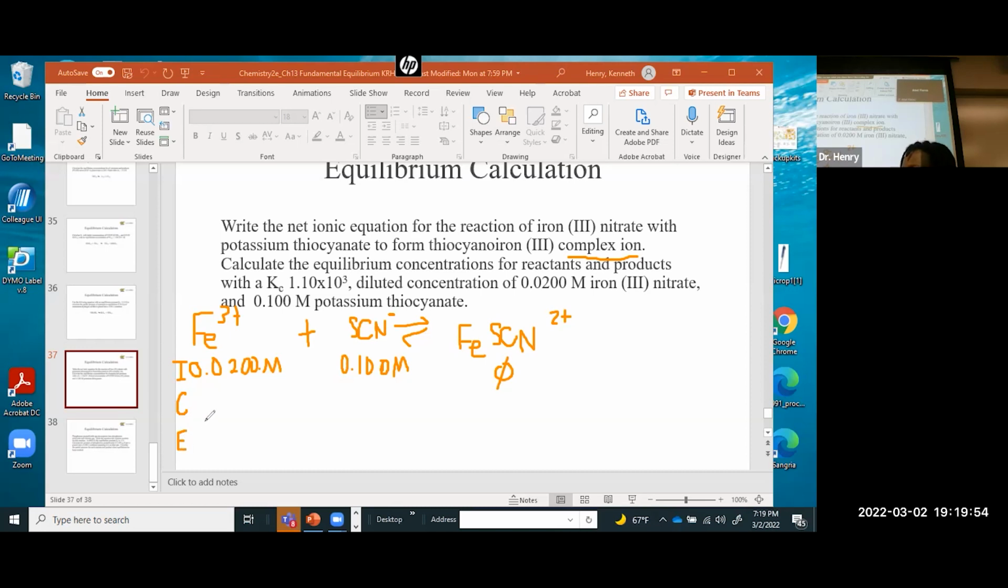The change would be what? Negative X, negative X, and X. Okay, so then we get 0.0200 minus X, 0.100 minus X, and then this guy's going to be X.